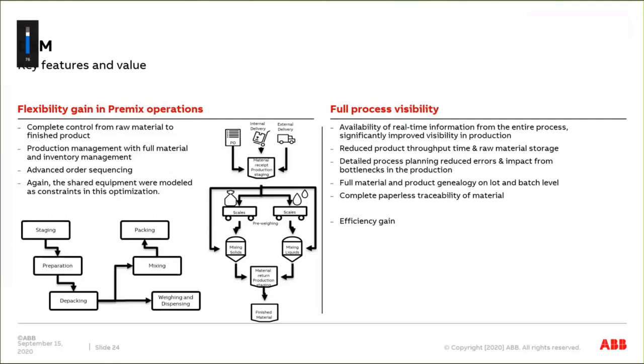In addition to a detailed process planning, there's also a reduction of errors with this kind of management. With ABB, the solution, of course, allows full material traceability and genealogy. And so the system can also be used as a base for specific requirements of documentation to prove the production status and the production quality.